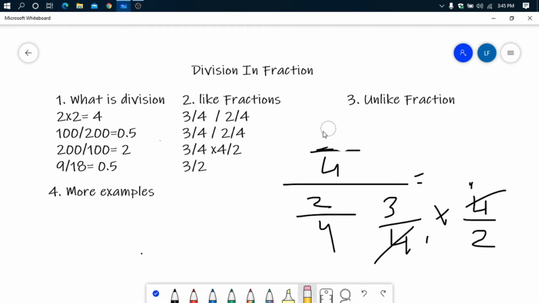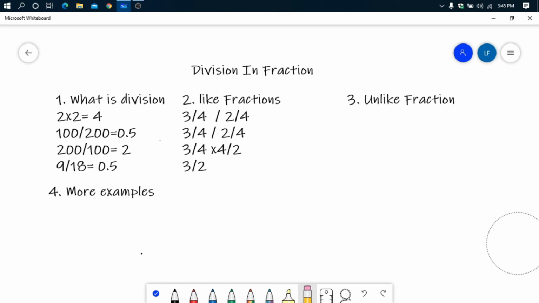Let me just erase this. It's going to take a bit. I love Microsoft Paint. Never mind.